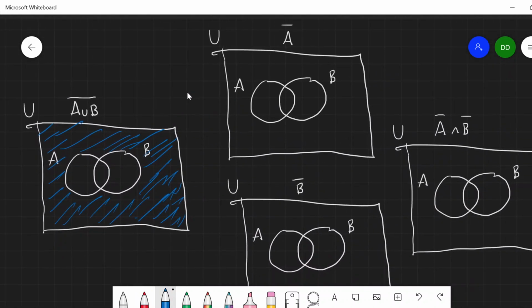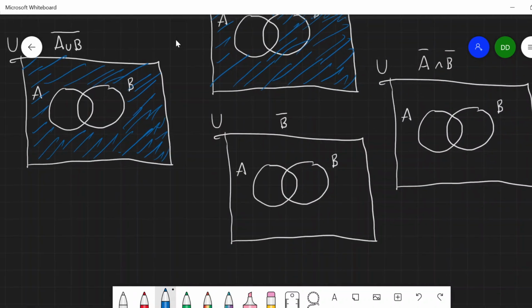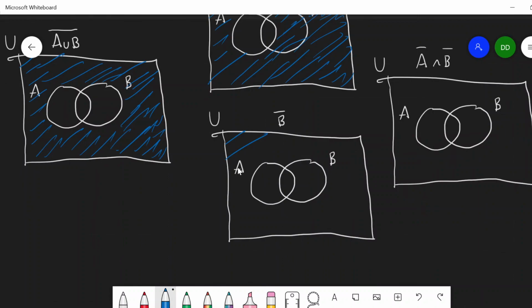Now at the same time, we can take A complement. That would be everything outside of A. Sorry, a little bit of the line went into A there, so I'm going to try and get rid of that. There we go. Notice there's some stuff that's in B, because there are some parts of B that are not in A. So this whole shaded region there is A complement. We can also take B complement, so everything that's outside of B but in the universal set. And that would be this stuff.